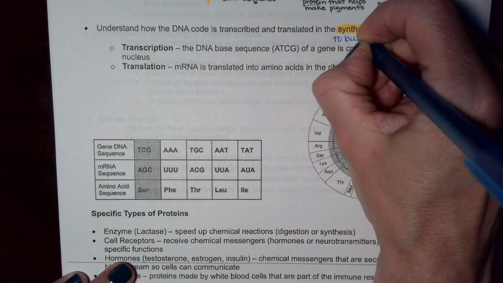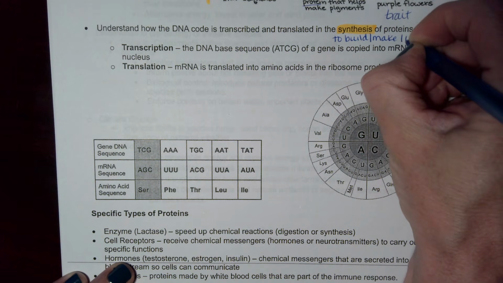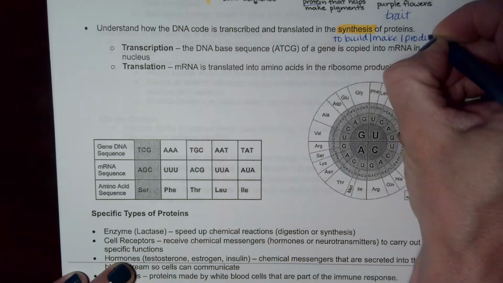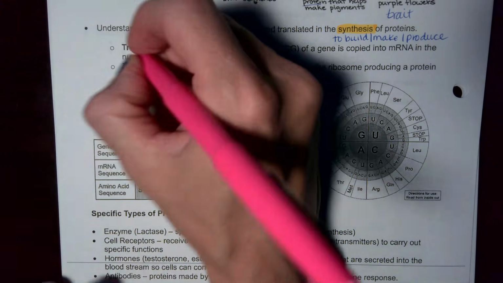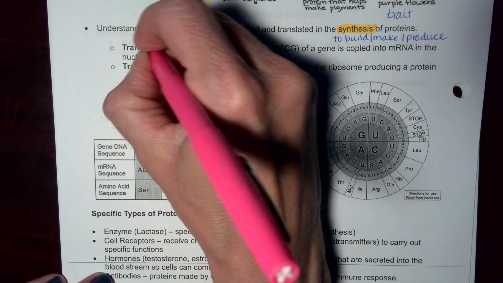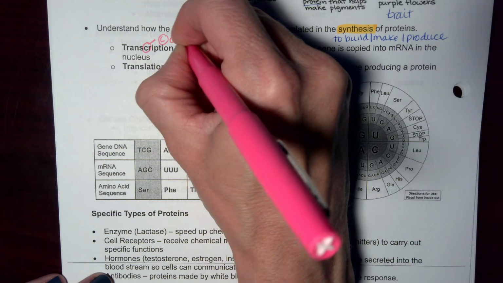And something I like to do is when I see a big word that I don't use in my everyday life, I like to switch it up for the more common words that I am familiar with. Protein synthesis has 2 steps. The first step is called transcription. Transcription has a C in it, and I remember this is when I'm going to make my copy of DNA.